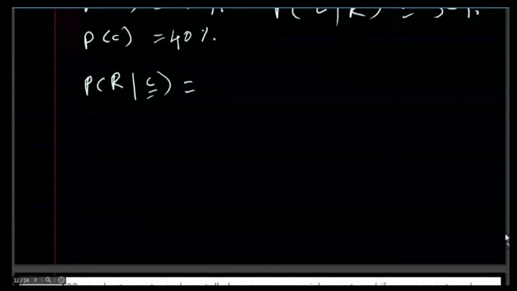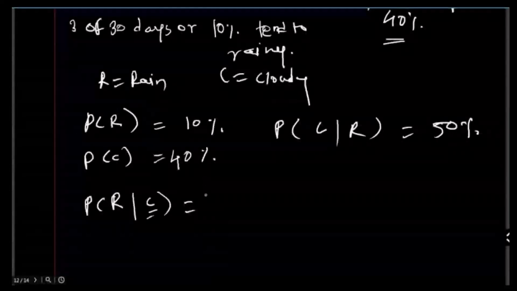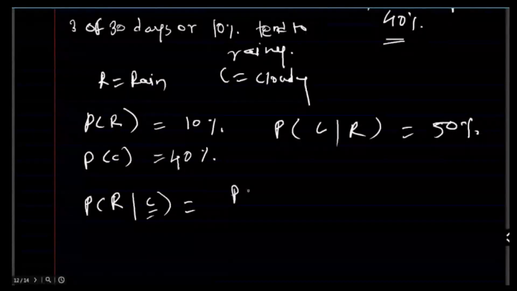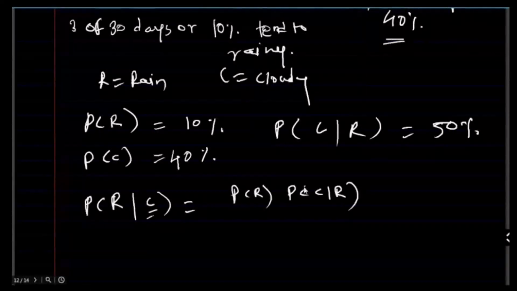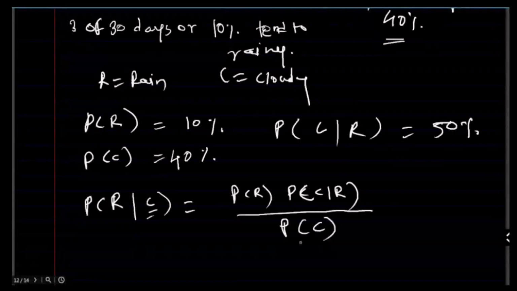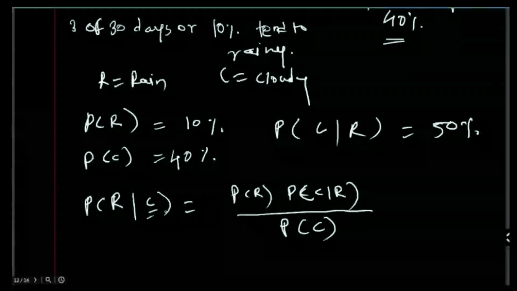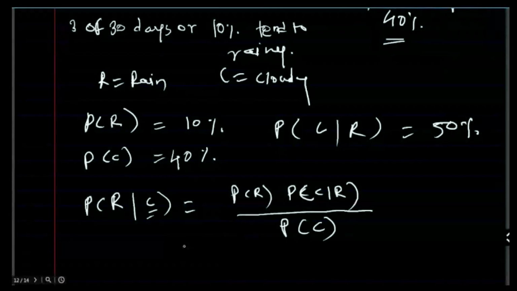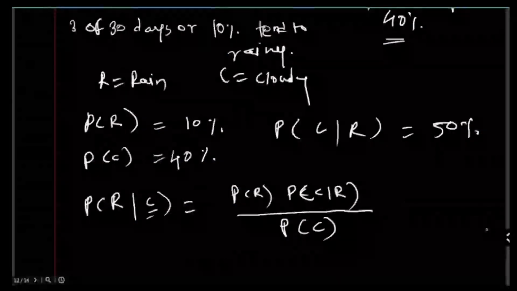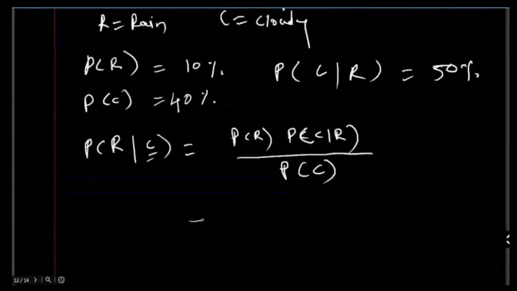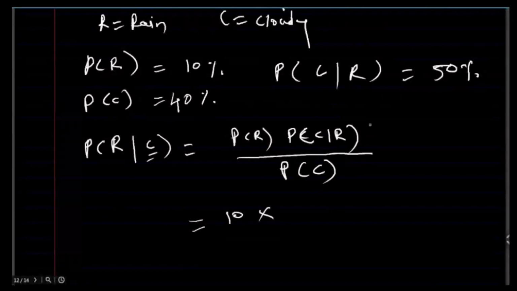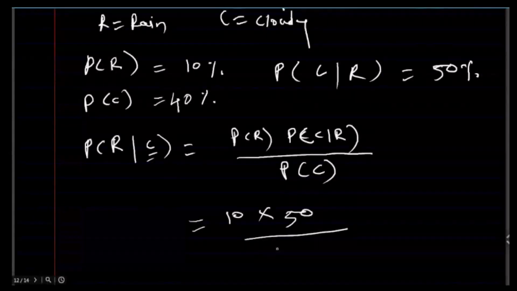Okay, now just replace R with A and C with B. So this will become probability of R into probability of C given R divided by probability of C. Am I correct? A we are replacing with R and B we are replacing with C. So the formula is correct. Now probability of rain is 10 into probability of C given R is 50 divided by probability of cloud is 40.